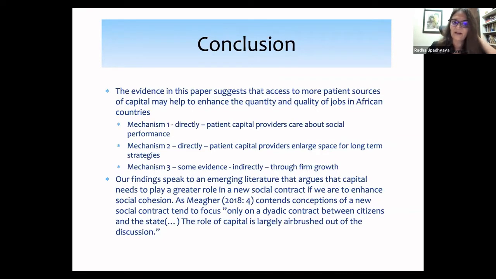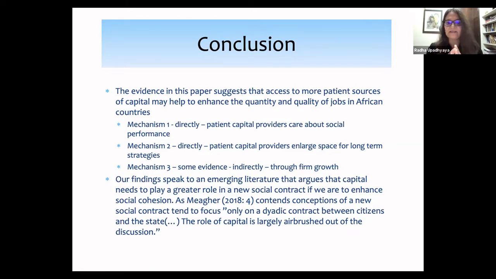So what are our conclusions in the paper? The evidence in our paper suggests that access to more patient sources of capital may help enhance the quantity and quality of jobs in African countries. We find evidence for our first mechanism, where directly patient capital providers care about social performance, which leads to PE funds or manufacturing firms they've invested in actually improving their labor standards. And we also find evidence for the second mechanism that we proposed, where patient capital providers enlarge the space to provide more long-term strategies, more breathing room, which allows for improvement in quantity and quality of jobs.